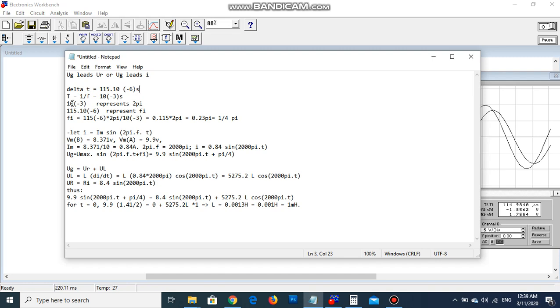So I wrote here 10 to the negative 3, which is the period, represents 2 pi, and delta T, which is 1.115 times 10 to the negative 6, represents phi. So by simple calculation, I can calculate now phi. It is this number multiplied by this over that, or it is 0.23 pi. 0.23 is very close to 0.25, which is 1 over 4. So I assume that it is 1 over 4 pi. This is the second goal.